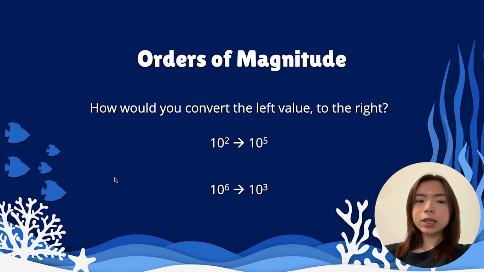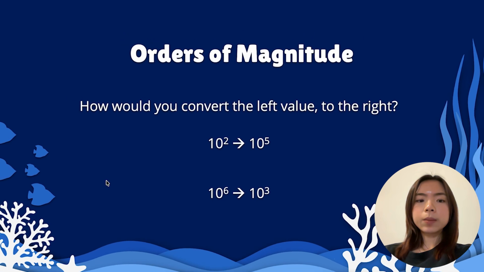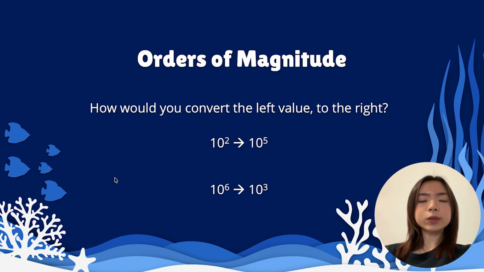Conversely, if we have 10 to the power of 6 and we want to make it into a smaller number, let's say for example 10 to the power of 6 to 10 to the power of 3, how do we do this? We would do 10 to the power of 6 divided by 10 to the power of 3, because 6 minus 3 equals 3. And that's it for orders of magnitude.